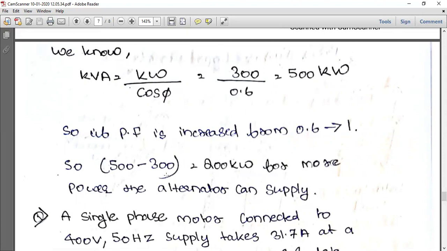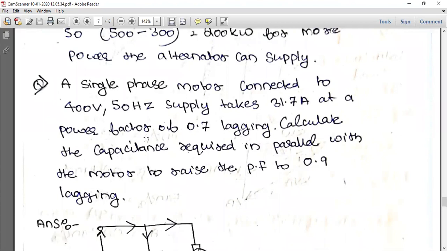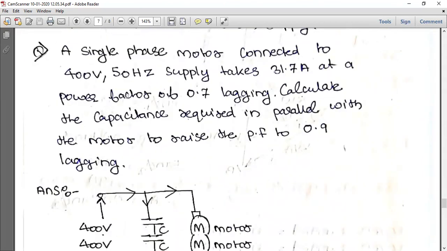Okay, fine. Now this is one of the important questions. I think this question was asked in a previous year university exam also. It's a single phase motor connected to 400 volt 50 Hz. Motor means any equipment where we want to increase the power factor, so just understand it like that only. Connected to a 400 volt 50 Hz supply, it takes 31.7 ampere at a power factor of 0.7 lagging. So it is lagging. Calculate the capacitance required in parallel with the motor to raise the power factor to 0.9 lagging.